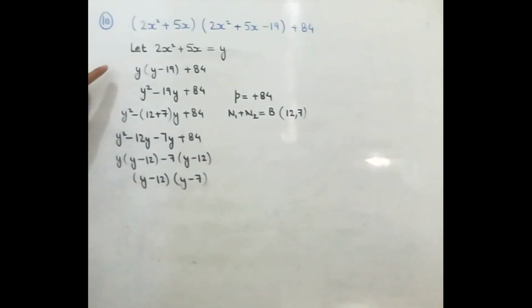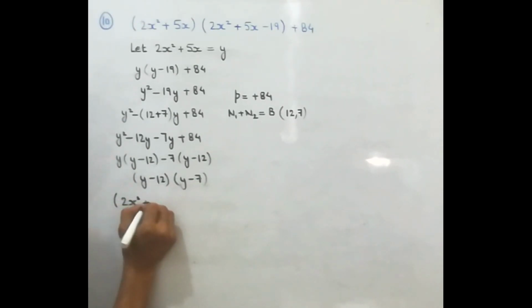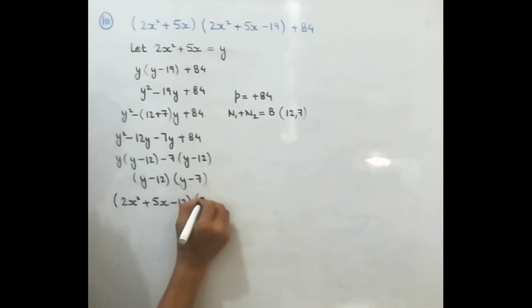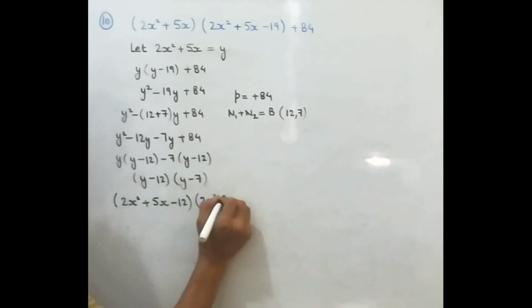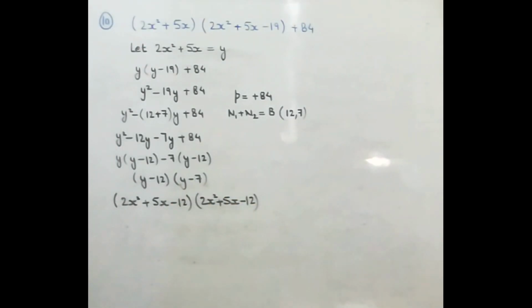So after substitution, we got the expression in terms of y, and this will be the factorization in terms of y. Now again we are going to substitute y with 2x square plus 5x. So let's substitute it. So this is the result over here.